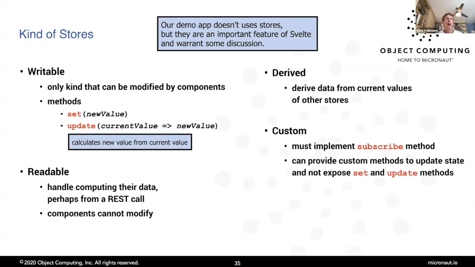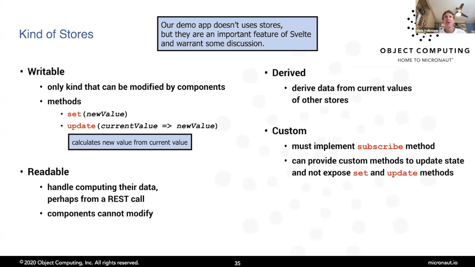You also can create a readable store, and that's for cases where you want to handle what the value of the store is, but you don't want your components to change it. So it doesn't mean its value can't change. It just means that the components can't change it. So it might do something like make a REST call, and it could even make the REST call periodically. Maybe once every 10 minutes, it makes this REST call and updates its own data. And when it does, any components that care about that data can update what they're rendering on the screen.